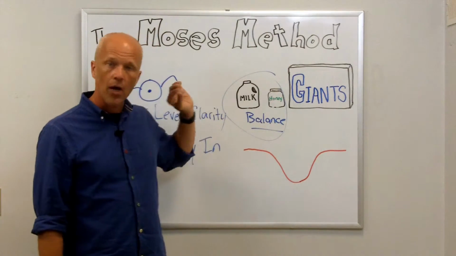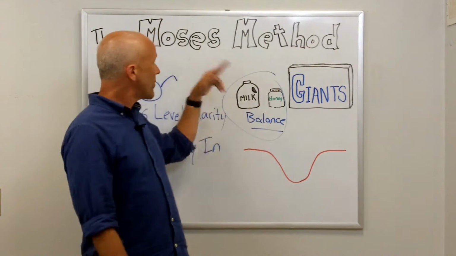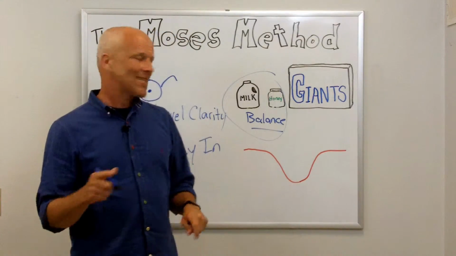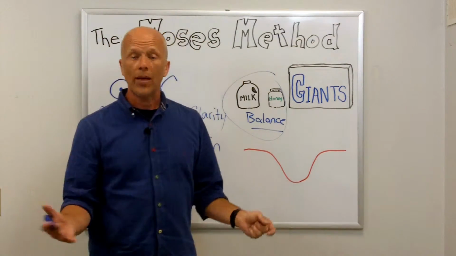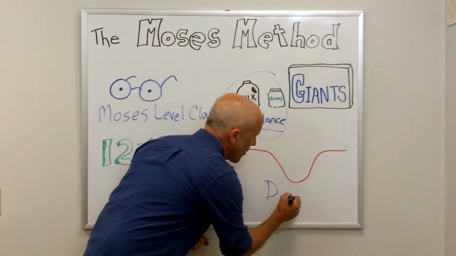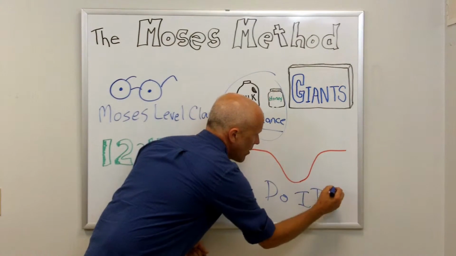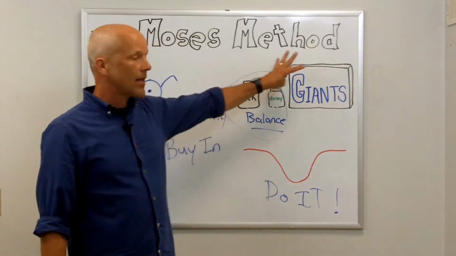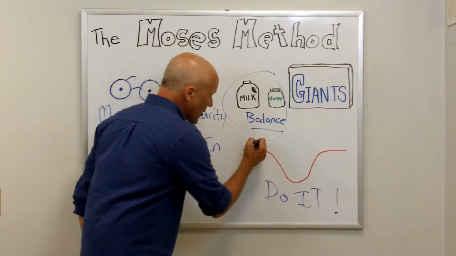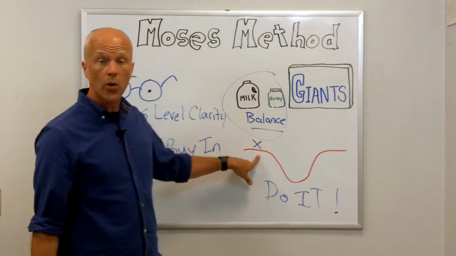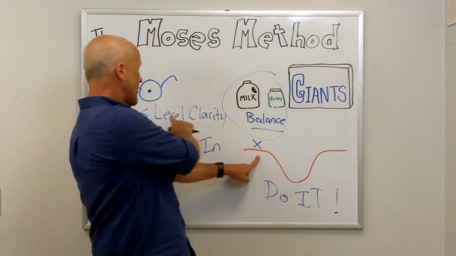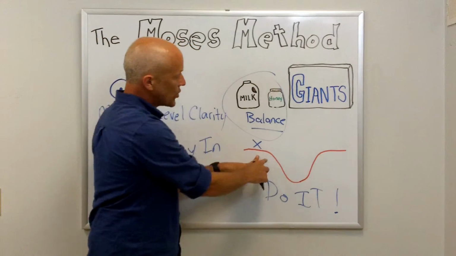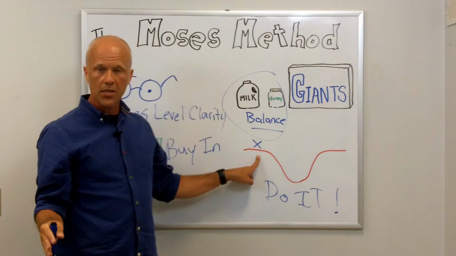Okay, let's move on. The final phase of the Moses method is right here. And this is just, you just got to do it. You just have to make a decision. You're taking into everything that's led up to it. You're here on this side. This is where you are now. You have gotten Moses level clarity. You've gotten a scout team together. You've managed this whole process. You think you know what the right decision is.